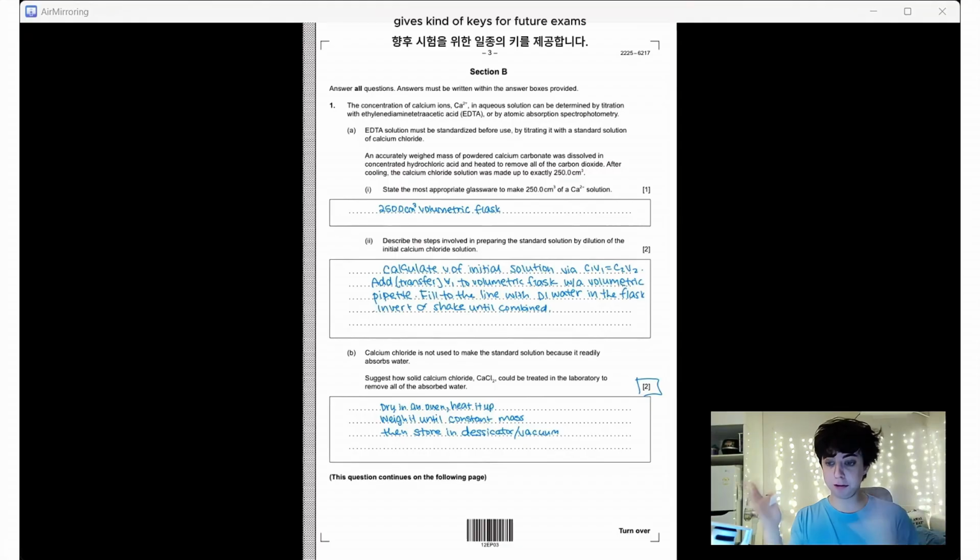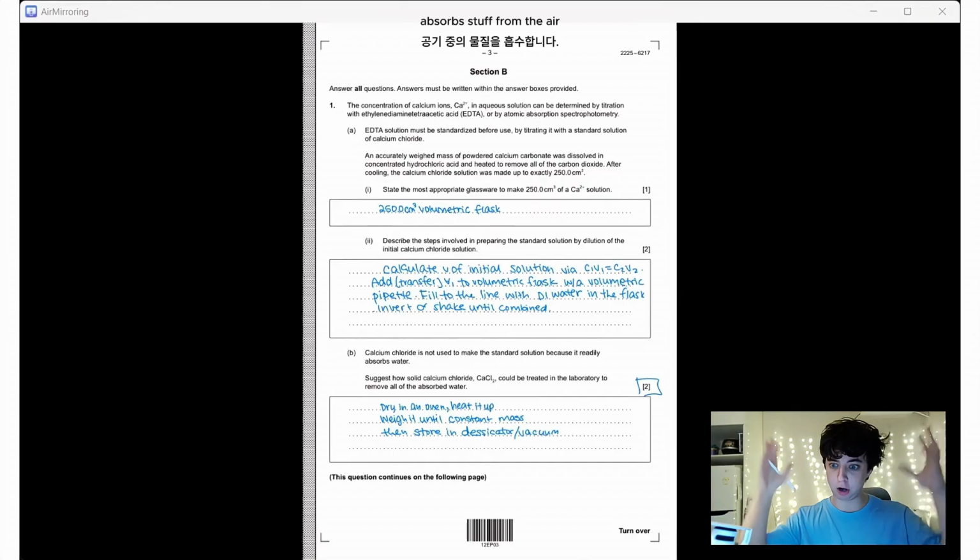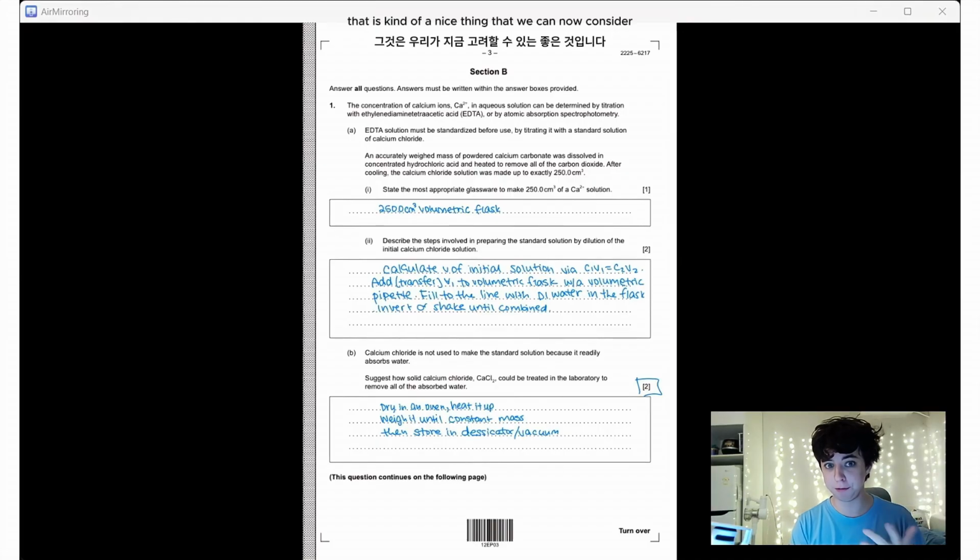This is one where I feel like it gives keys for future exams: whenever it is talking about removing something, there is a chance, especially if it is 2 marks and it seems like, oh, what I put here is 1 mark, I don't know what that other mark may be, that you should consider the subsequent storage of whatever it is that you're doing, especially if it is something that absorbs stuff from the air. Because then it's like, how will you prevent it from absorbing more stuff from the air? If you remove it and then it just absorbs it back, that's not really good. So that is a nice thing that we can now consider for future exams, since this is now precedent that has been set in this mark scheme.